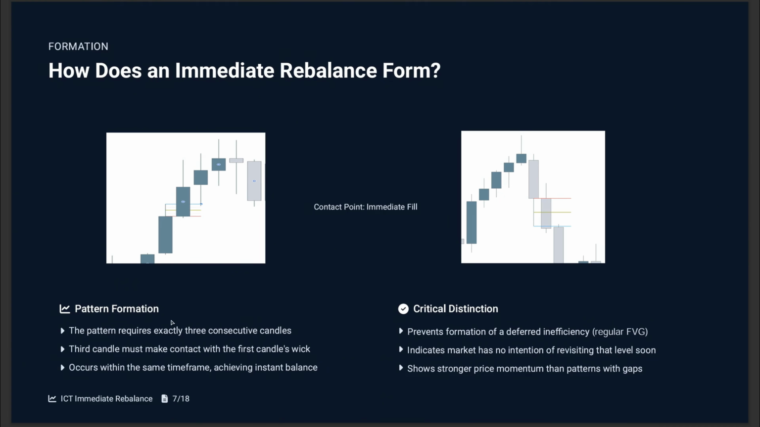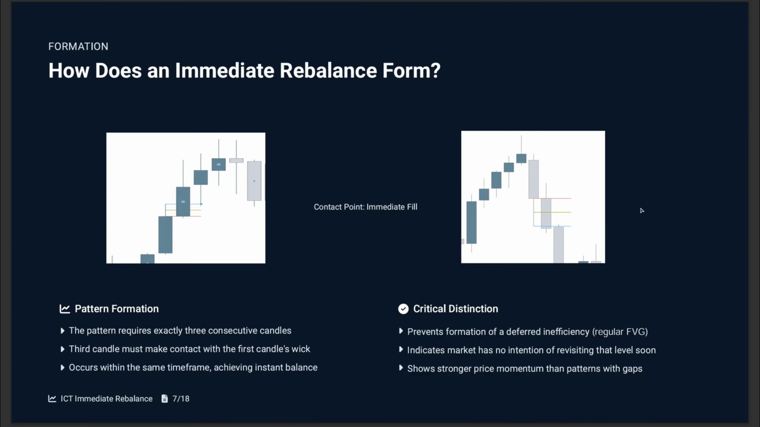So the pattern formation. The pattern requires exactly 3 consecutive candles. The third candle must make contact with the first candle's wick, and this occurs within the same time frame, achieving instant balance. So as you can see here in that example that I showed earlier, the first candle's wick is right up here, for a bullish trend. The second candle means nothing, but the third candle, that means something. Why? Because we must see that wick immediately touch the first candle, as you can see right here, leaving no fair value gaps.